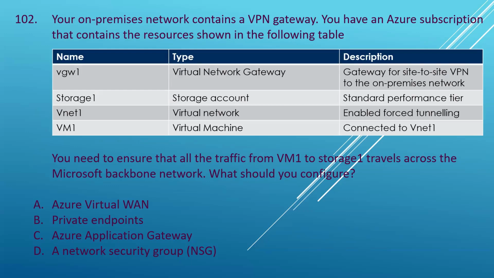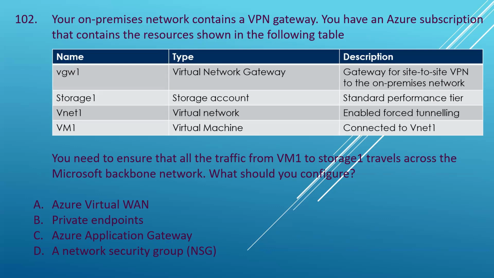What should you configure? Whenever there is a mention that the traffic needs to go through the Microsoft backbone network, that essentially means that you need to avoid going through the internet and have some private connection. Now the options here are Azure Virtual WAN, private endpoints, Azure Application Gateway, a network security group.